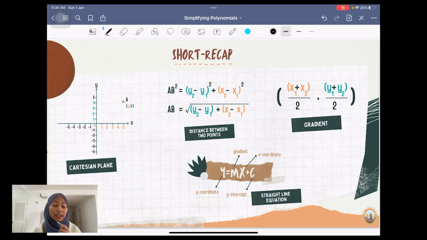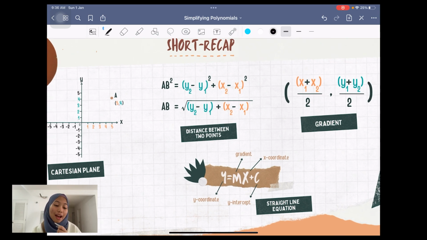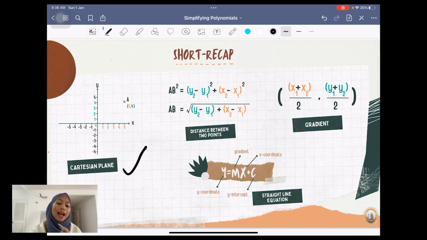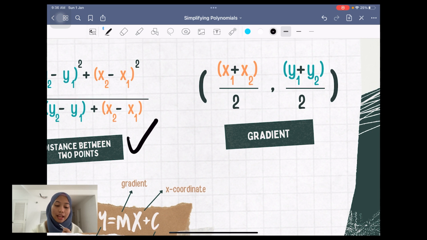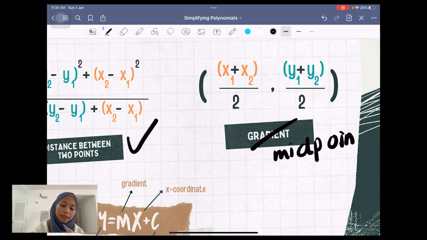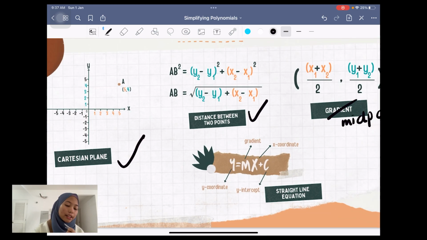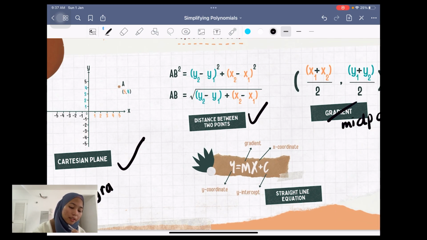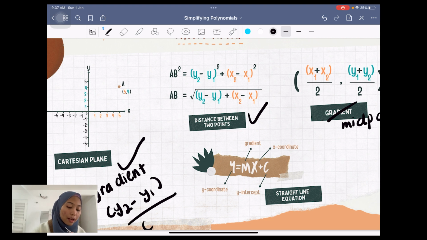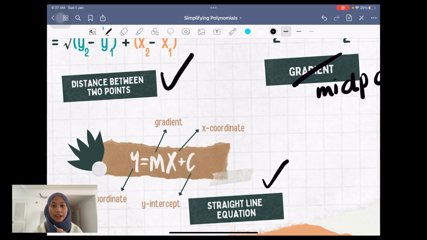Okay, just a short recap for today's lesson. We have learned the Cartesian plane, distance between 2 points. We have learned midpoint, gradient, y2 minus y1 divided by x2 minus x1. And lastly, we have learned the straight line equation.